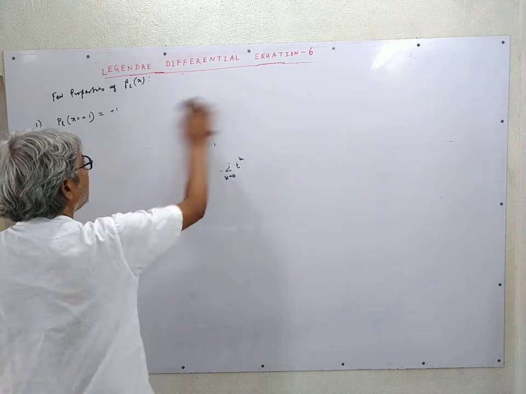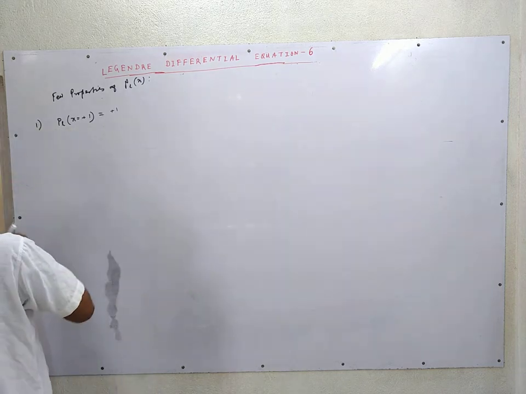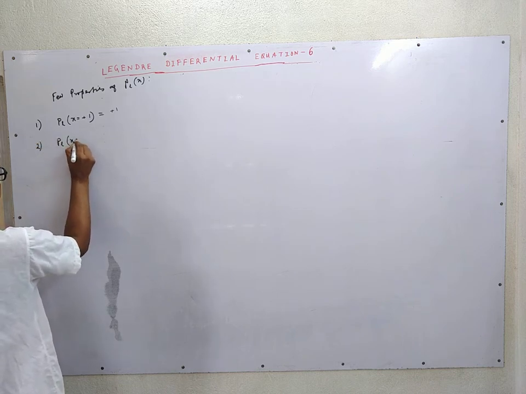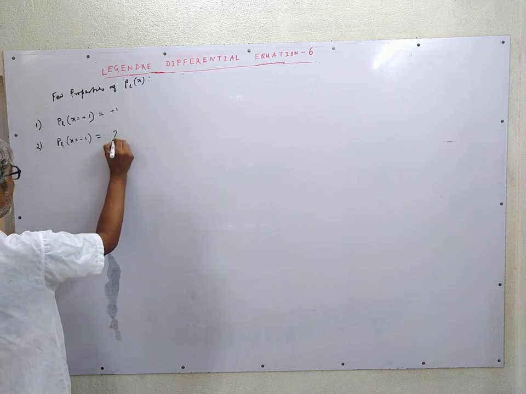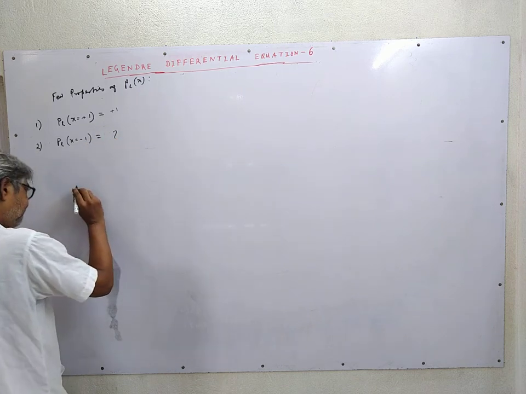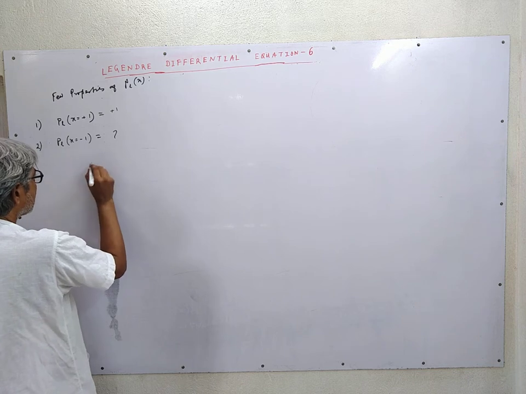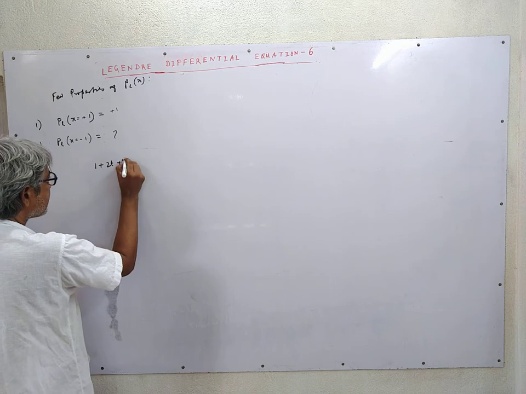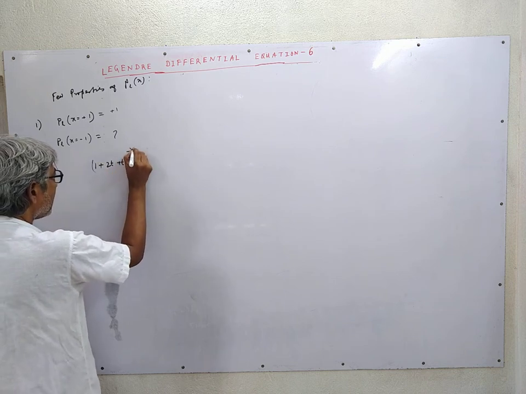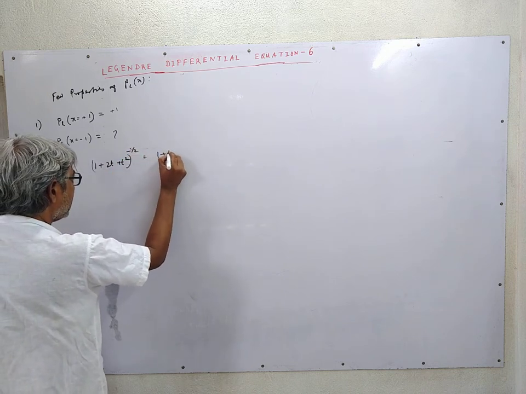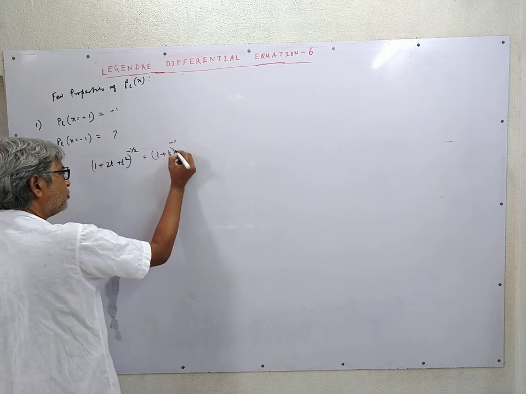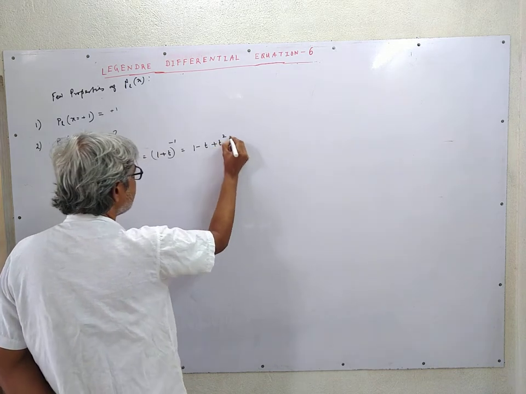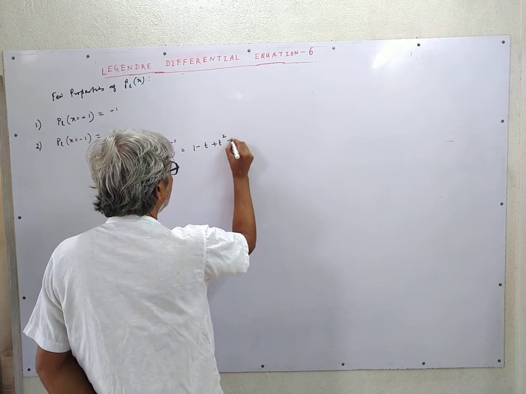Now coming to the second property, what is the value of P_L at x equal to minus 1? Again we put x equal to minus 1 in the generating function, so we get (1 + t) to the power minus 1, which when expanded is 1 minus t plus t square minus t cube.